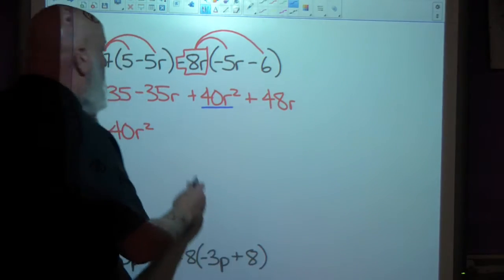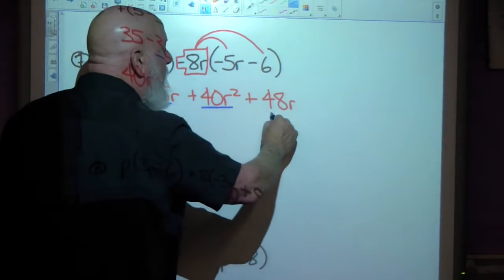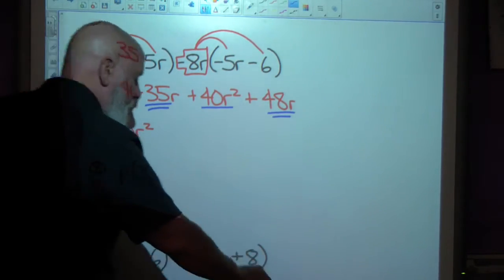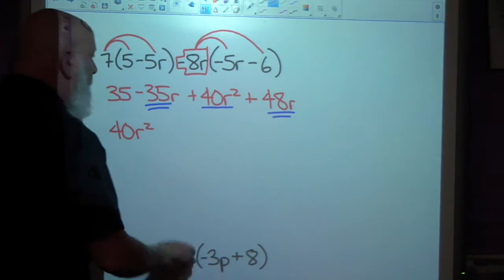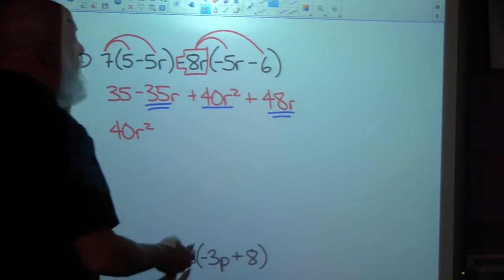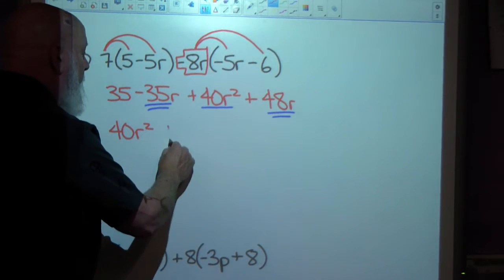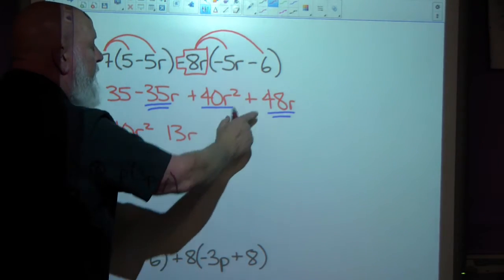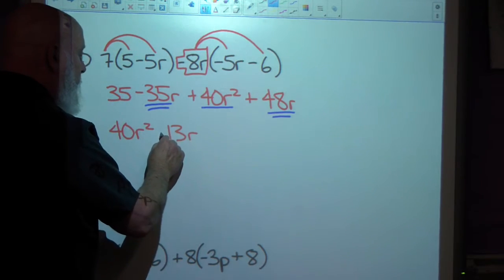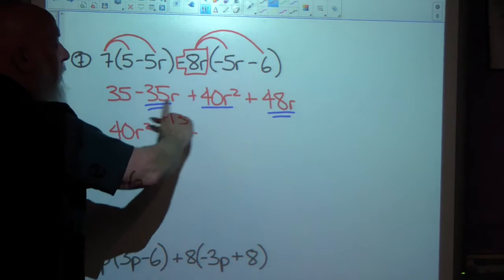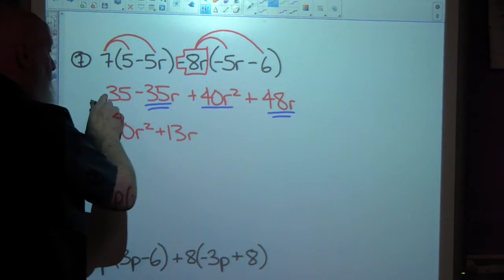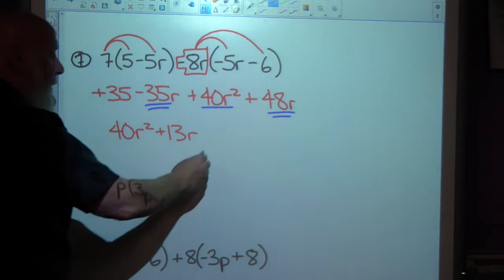These two r terms will combine. They have the same variable and the same exponent, which is an implied 1. And they're different signs, so I'm going to subtract, and that will be 13r. Now keep the sign of the one with the greater absolute value. And then this won't combine with anything because there are no other constants, so I'll just tag it on the end. It's positive. There's an implied plus sign there.